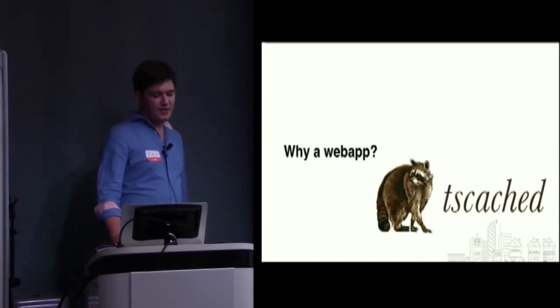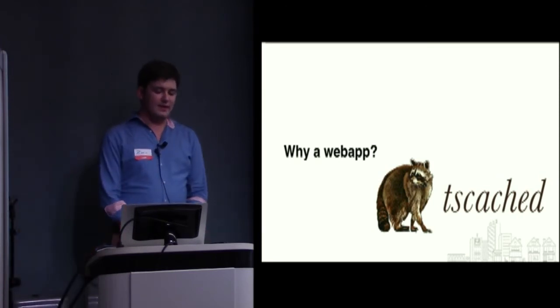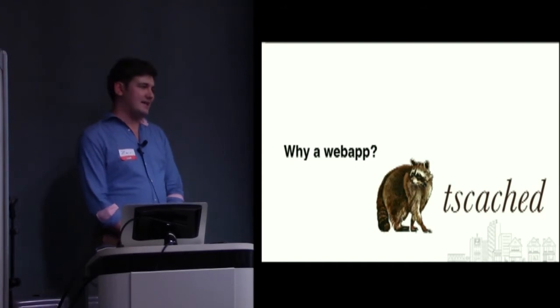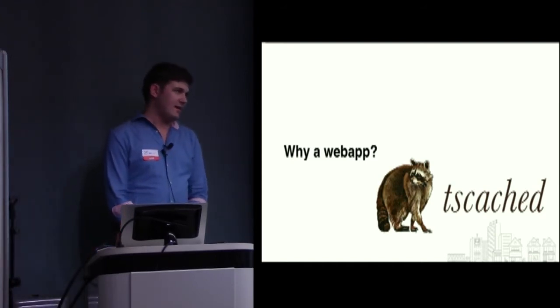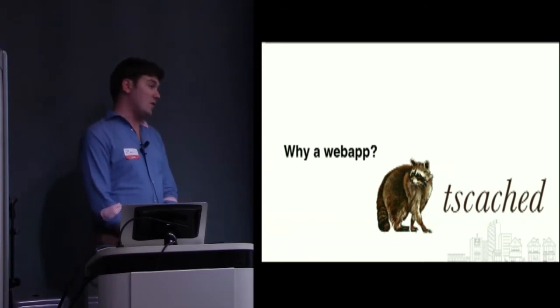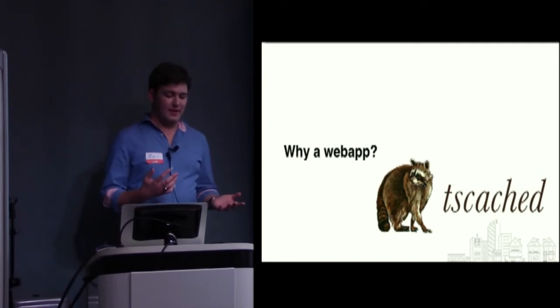So tscached is the raccoon of the hour. And it's a web app. It's Flask, it's Python 2.7, and it runs in Docker, and also in DH-virtualenv if you want, and it's kind of bog simple as far as what it is. It's a web app.